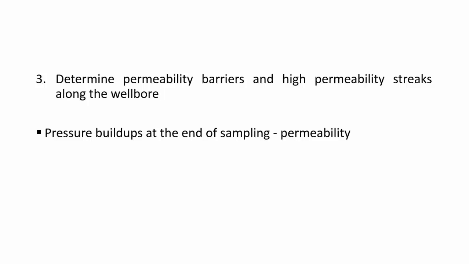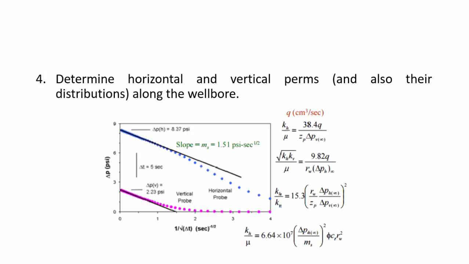Besides collecting fluid samples, wireline formation testing can be used to determine permeability. The pressures are recorded and the pressure build-ups at the end of sampling can be used to determine permeability. Lastly, through wireline formation testing, we can determine the horizontal and vertical permeabilities and also their distributions along the wellbore. It can be determined using equations and graphs as shown below.